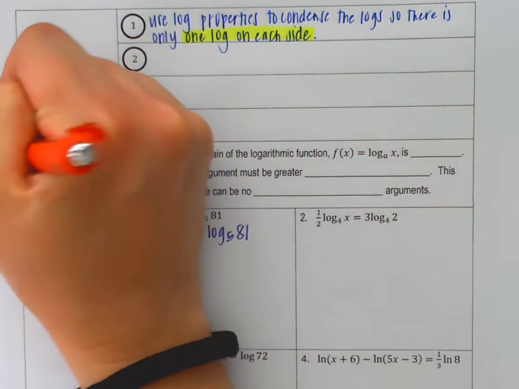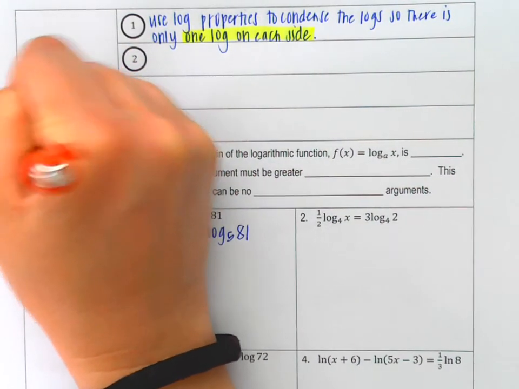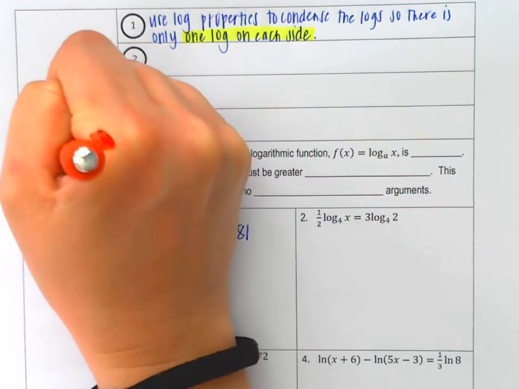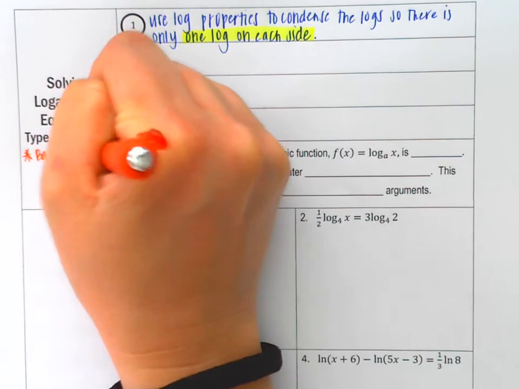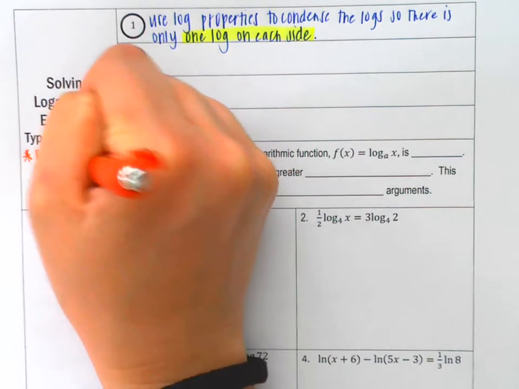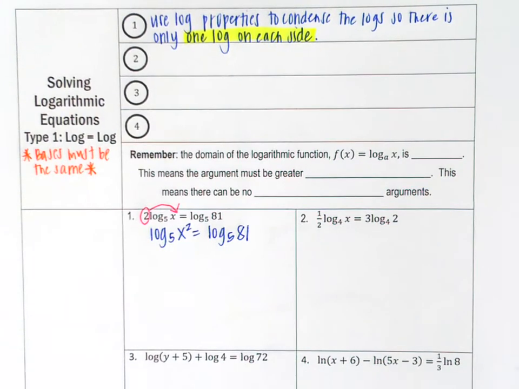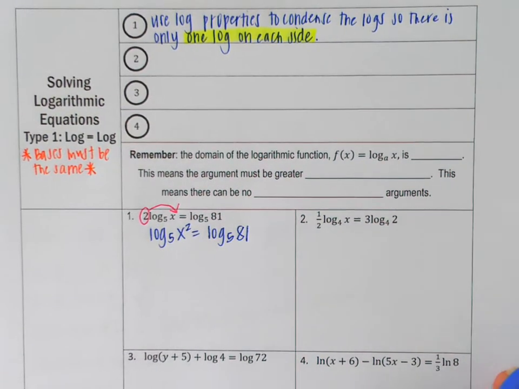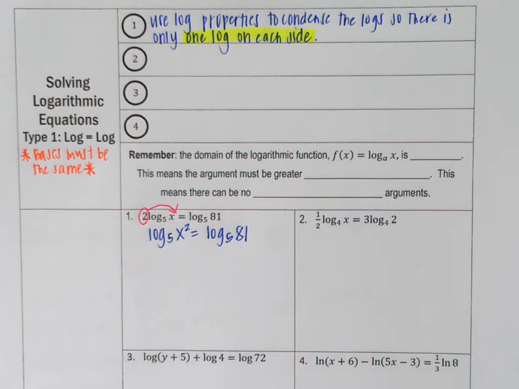So the bases must be the same, which you are only going to have examples where the bases are the same, which is why it was kind of an afterthought.